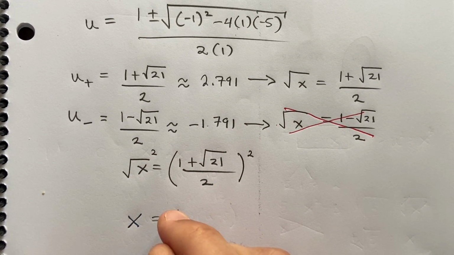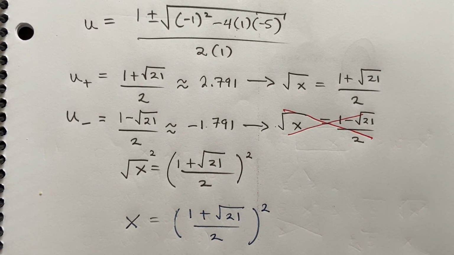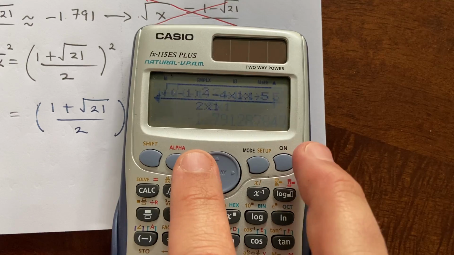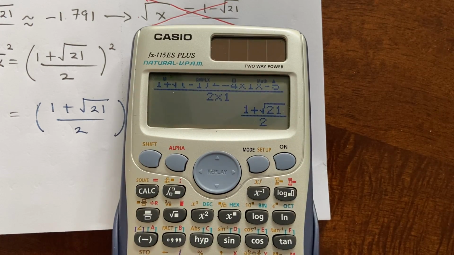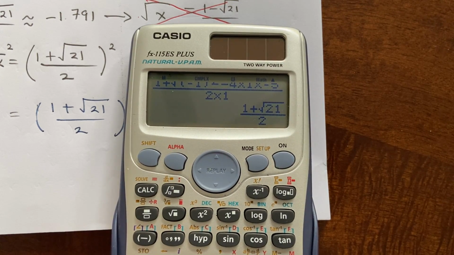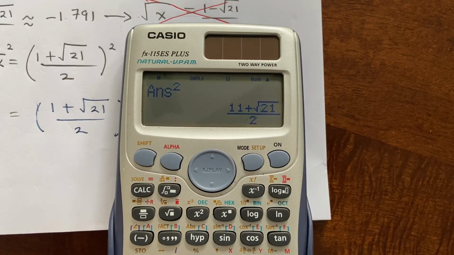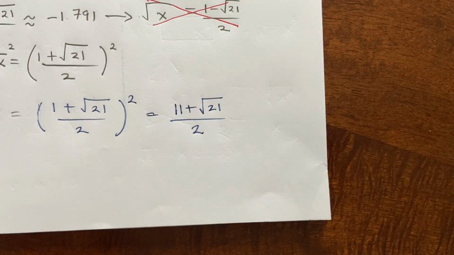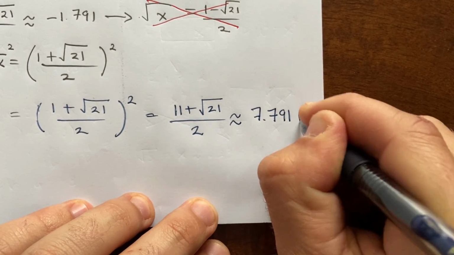So I have x equals 1 plus root 21 all over 2 squared. I'm going to use my calculator to see what that squares to. So come back here, from this plus case. There's that 1 plus root 21 all over 2 squared. So go ahead and press answer and then square. It's this number. Okay, so I'll write that down. And just for our information, that's about 7.791 feet.